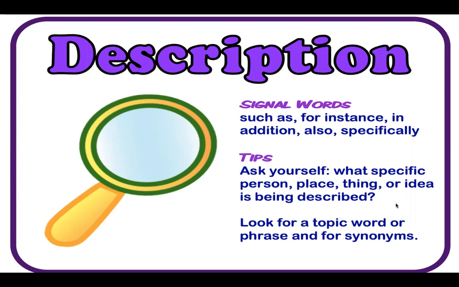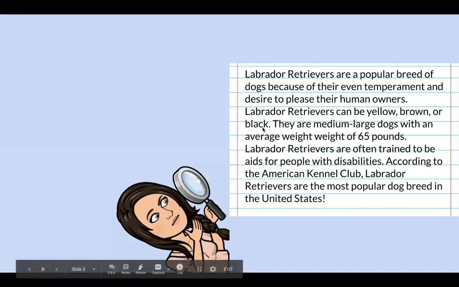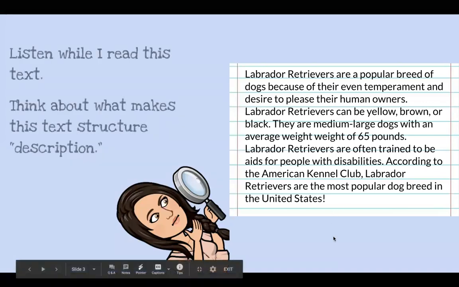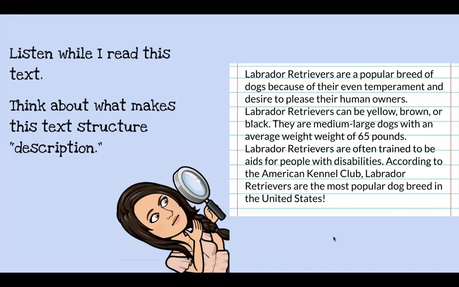So we're going to take a look at a description piece here, and I'm going to read it to you. I want you to be listening closely to see if you can pick out what this passage is about. What's the topic? What's it all about? Also think about what makes this text structure a description piece. What is it describing, and how do we know it's describing something?